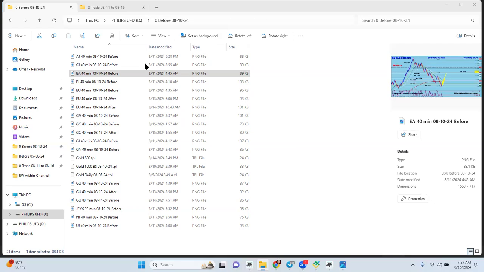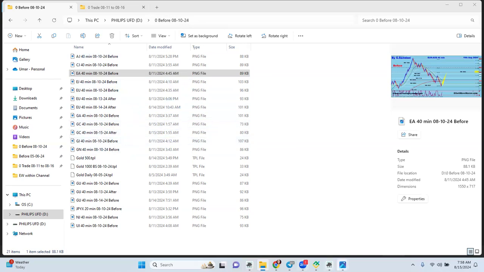Let me see the folder. You can see that it's 8/10, right? So I made these charts on 8/10, which means August the 10th, which was Saturday. Then on the Sunday webinar, I explained all of these setups and I gave all these charts to my subscribers and I posted them on the Telegram as well. So let's go take a look at what happened to these setups.